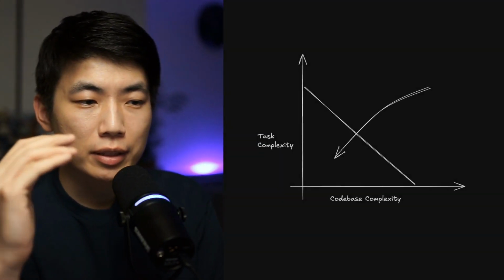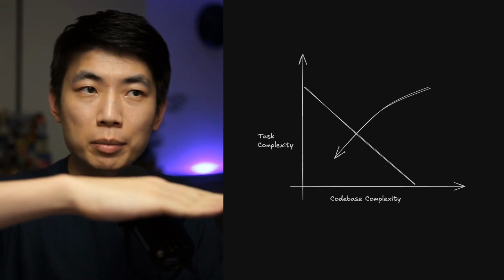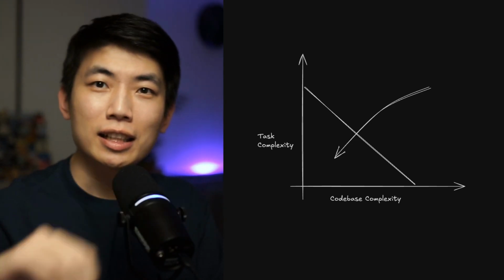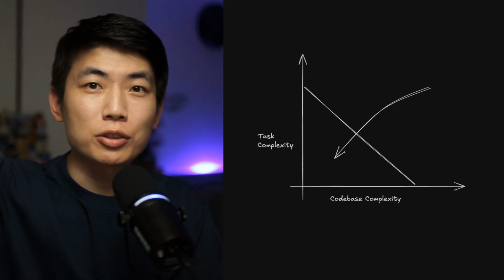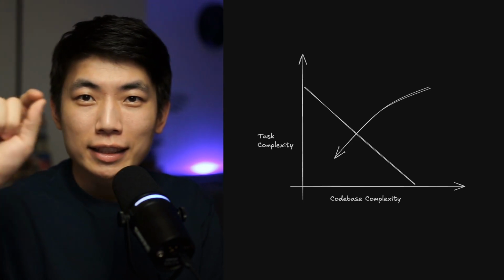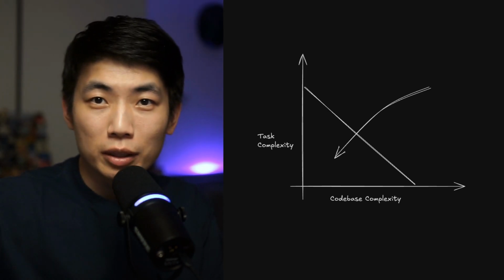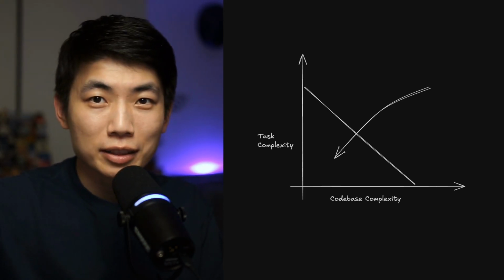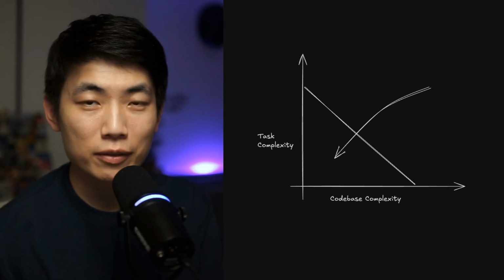The next variable you can change is the size of your task. If we think about task complexity as the y-axis and the codebase complexity as the x-axis, there's a line that you can draw from the bottom right to the top left, where the tasks you can give to AI sit within this triangle. Essentially, the simpler the codebase, the more complex the task you can give it. The more complex the codebase, the simpler the task you have to give it.